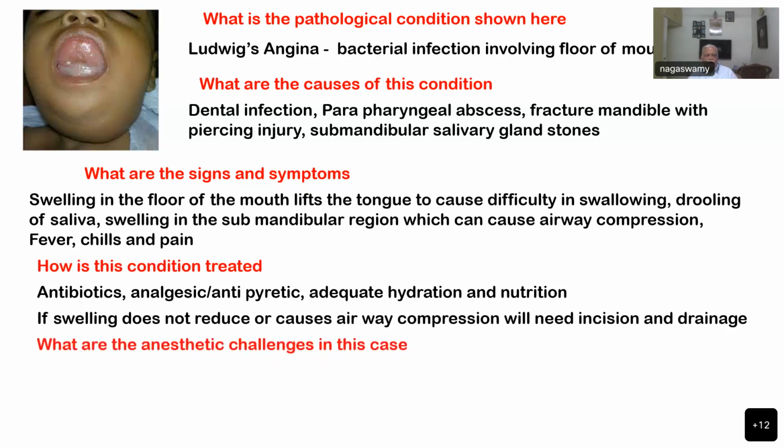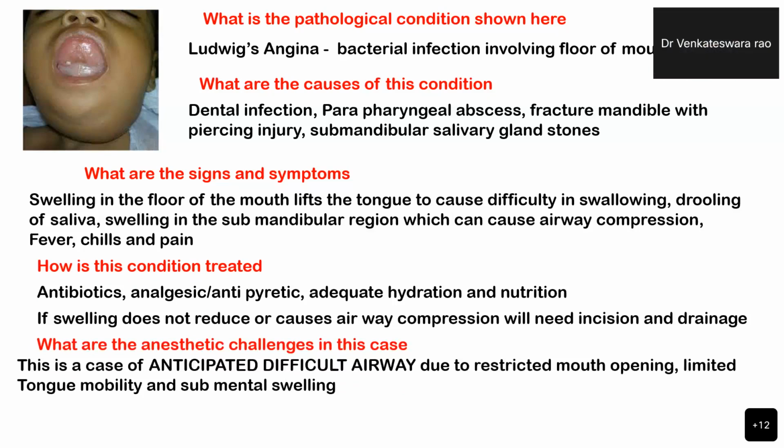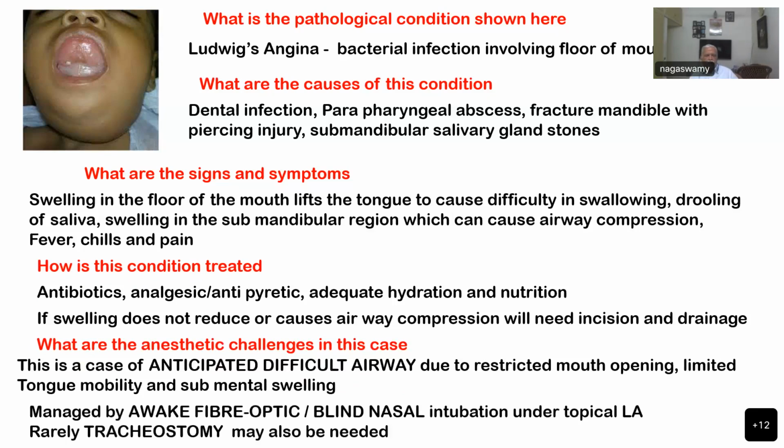So, what are the anesthetic challenges in this case? Difficult airway. It's an anticipated difficult airway. Do you fear the airway? Rupture of abscess. This is a case of anticipated difficult airway due to restricted mouth opening, limited tongue mobility, and submental swelling. So that is the reason for the difficult airway. It can be managed by either fiber optic or blind nasal intubation under topical anesthesia, or rarely tracheostomy may also be needed.